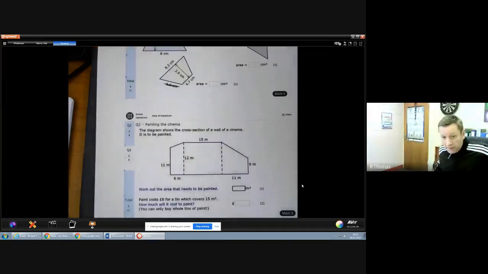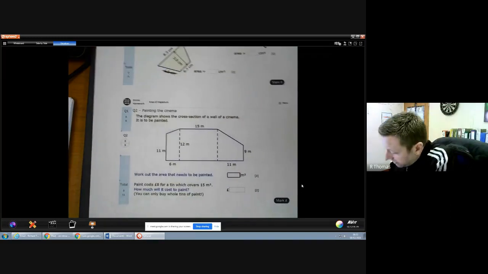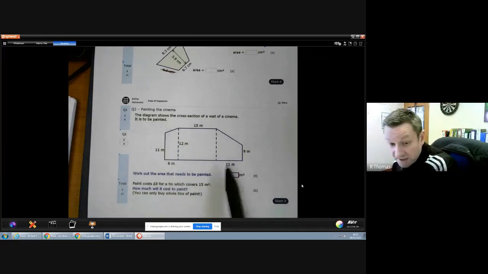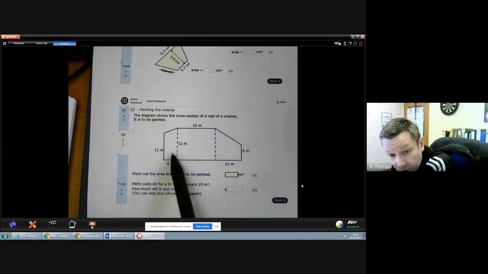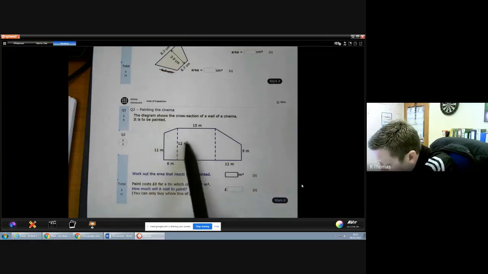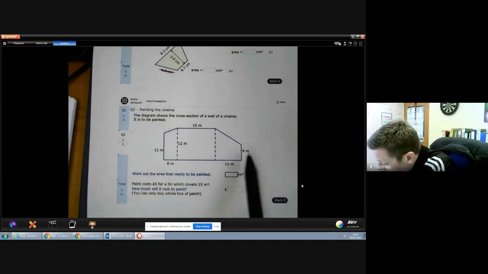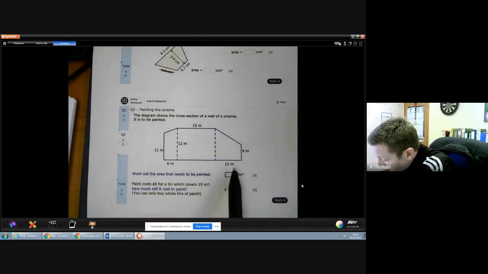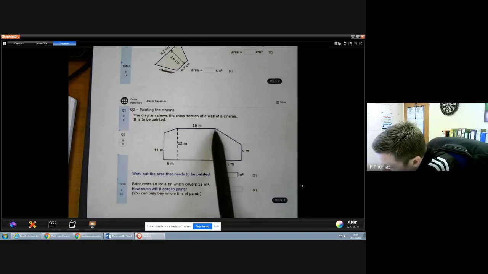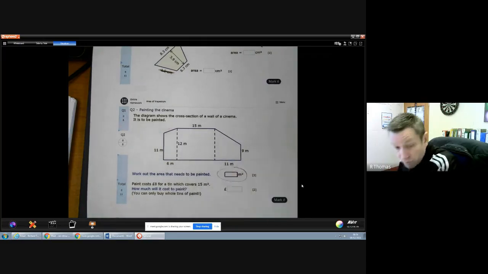Right, on to the next one. So a bit more of an application question here. It says we're going to paint a wall of a cinema, basically. So we need to work out the area that needs to be painted. I've got a trapezium here. Add up the parallel sides, half it, times by the distance between them. I've got a trapezium here. Add up the parallel sides. Don't forget, this will be 12, or whatever your number is. Half it, times by the distance between them. And then this bit in the middle here is just a rectangle, so I'll just do length times width. Get your 3 areas, add them all up, and that will give you the total area.